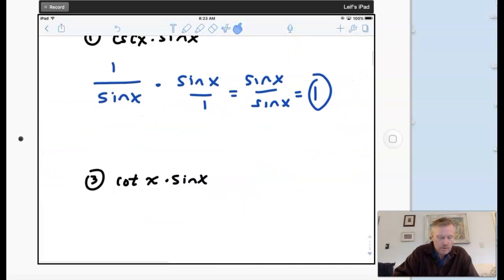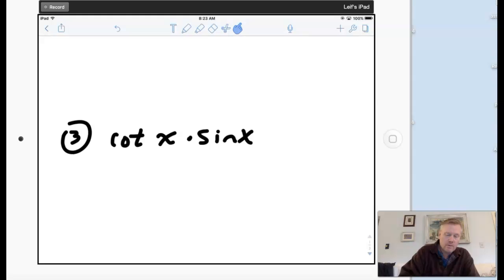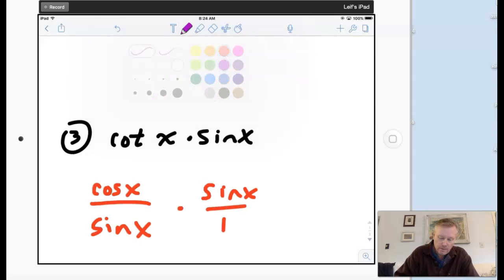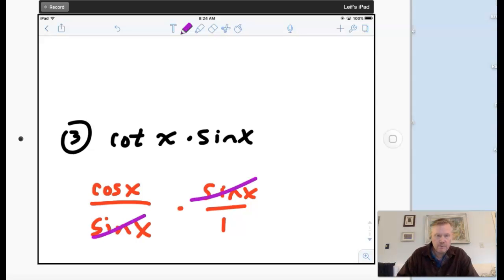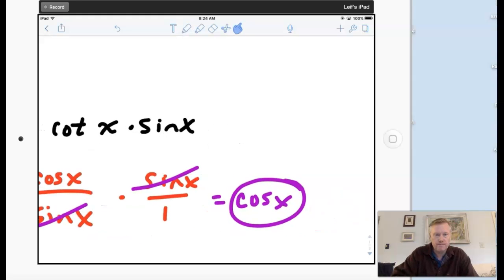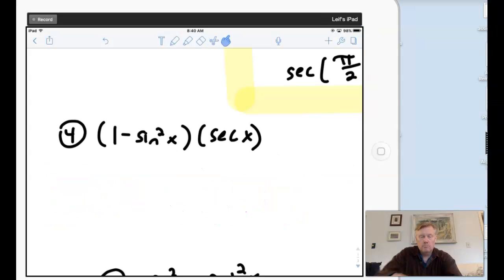Number 3, cotangent times the sine. So cotangent, we said tangent was sine over cosine. So that means cotangent is that upside down. Instead of the sine over the cosine, it'll be the cosine over the sine times the sine of x over 1. Once again, when I multiply those together, when you have something in the top and the bottom of the fraction, you can cancel them, which leaves me with the cosine of x over 1, or just cosine of x. That's it. Nice.